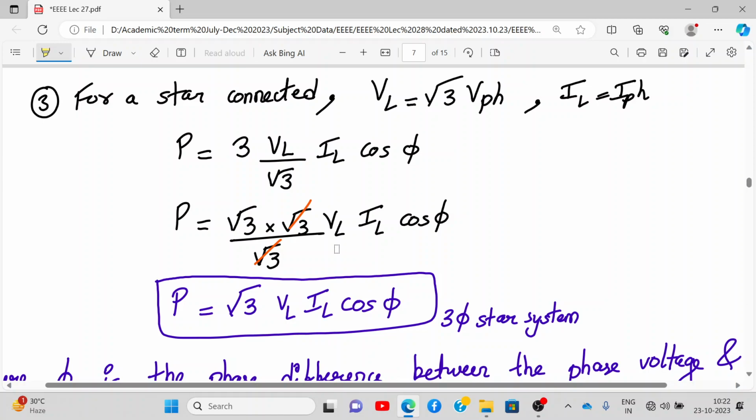Sir, can you tell me what is phi over here? Phi is the phase difference between the phase voltage and the corresponding phase current. Okay? Completed?